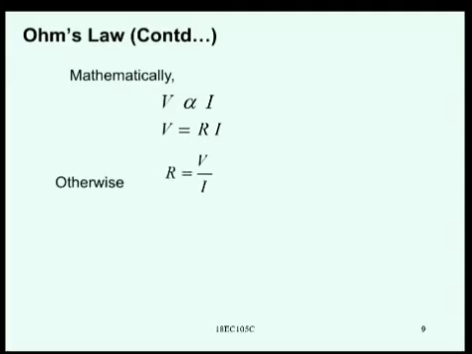Otherwise, resistance R is equal to voltage divided by the current, R = V/I. That means the resistance is inversely proportional to the current flowing through the conductor and directly proportional to the voltage applied to that conductor, right? Or it can also be expressed as current equal to voltage by resistance, I = V/R.